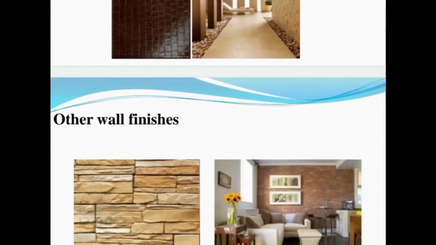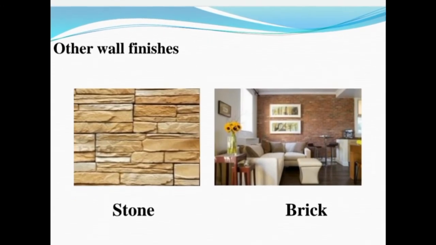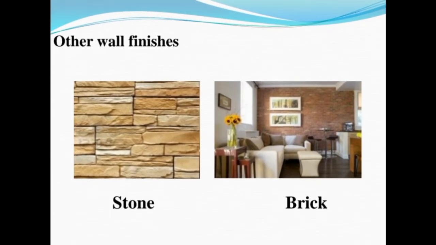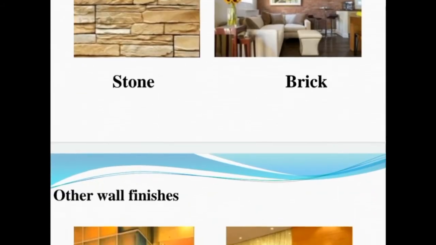And now we are going to see other wall finishes that are used in construction. Stone is one of the materials used as a wall finish. The first figure represents how stone is used as a wall finish in construction. And the next one is brick. Brick is also used as a wall finish in construction. So this image represents how brick is used as a wall finish.